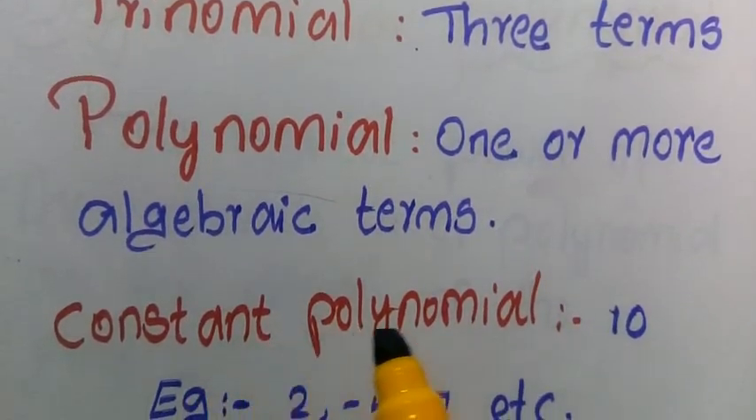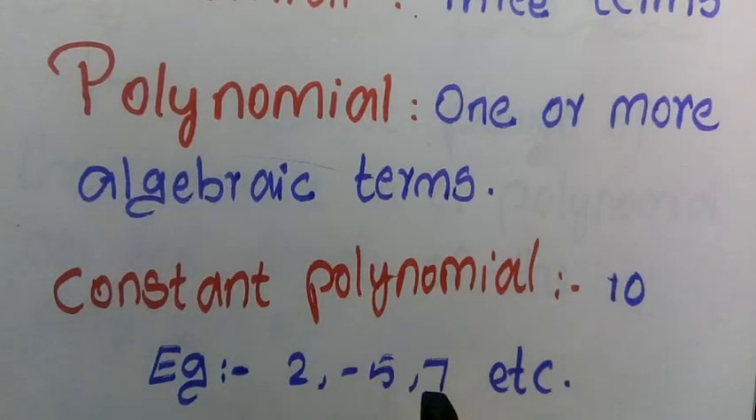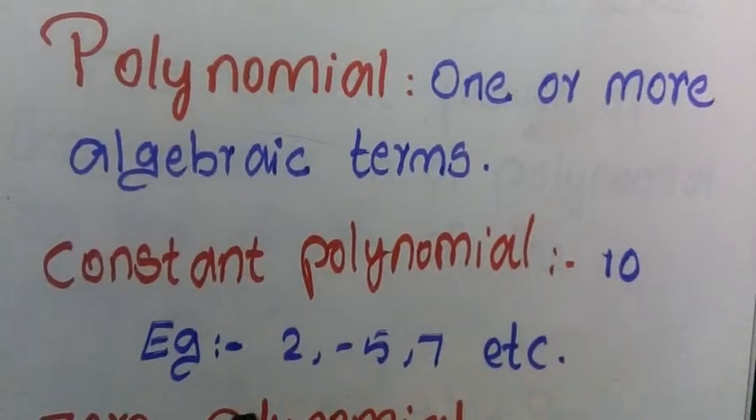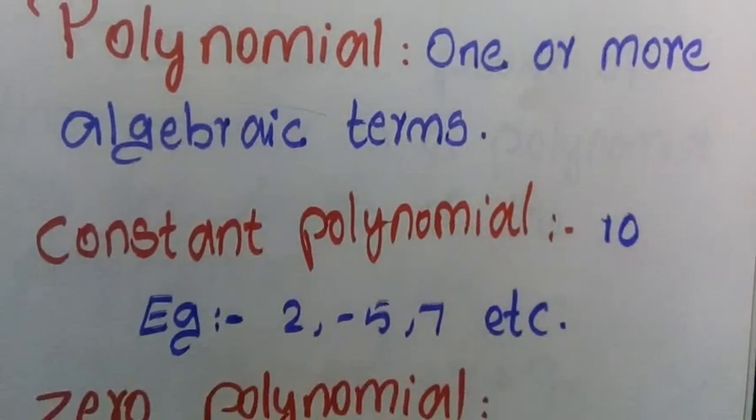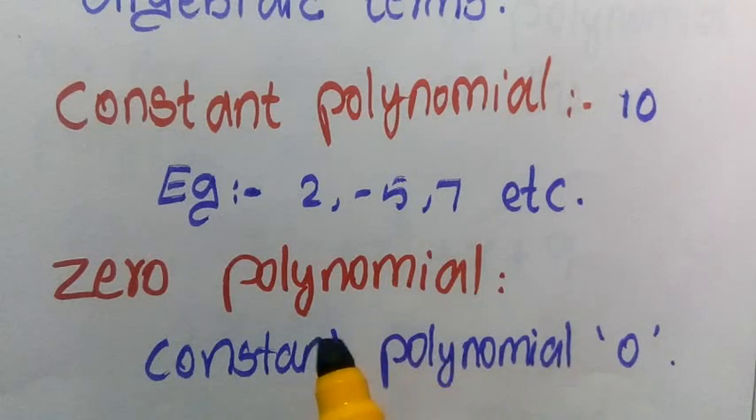Next, constant polynomial. 10 is a constant polynomial. Some other examples of constant polynomials are 2, minus 5, 7, etc. Next, zero polynomial. The constant polynomial 0 is called the zero polynomial.